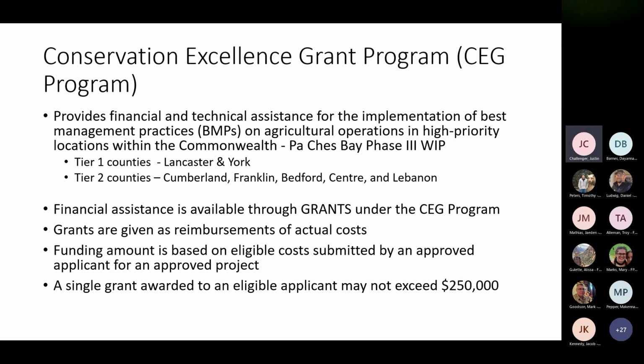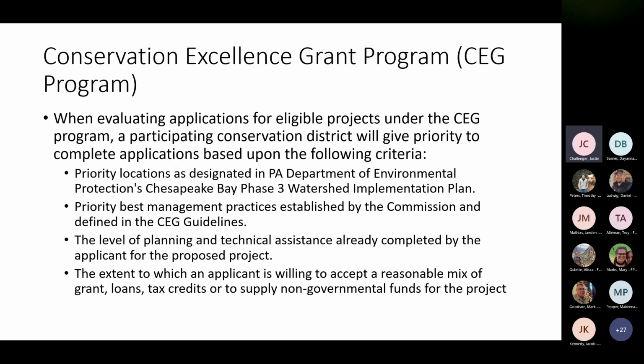Those grants are given on a reimbursement basis of actual costs. So if their anticipated costs are $100,000 and the ag operation completes that project and they only actually spend $90,000, we're only reimbursing $90,000. And it's based on an eligible application of costs submitted for an approved application. A single grant cannot hit $250,000, which is a key point there.